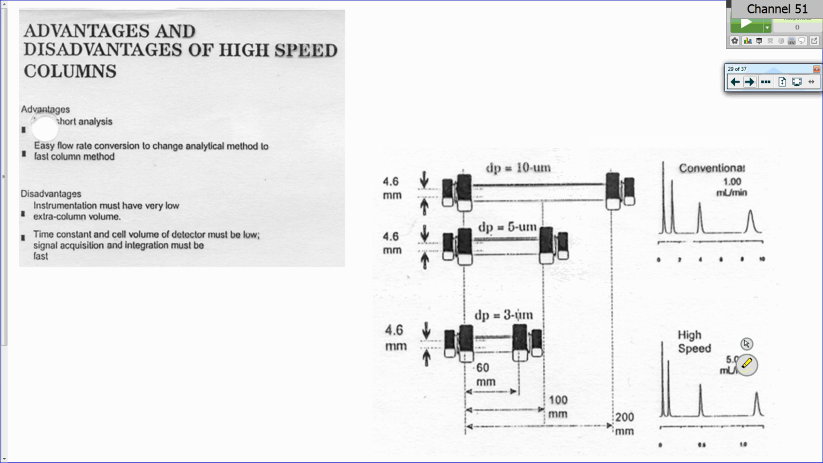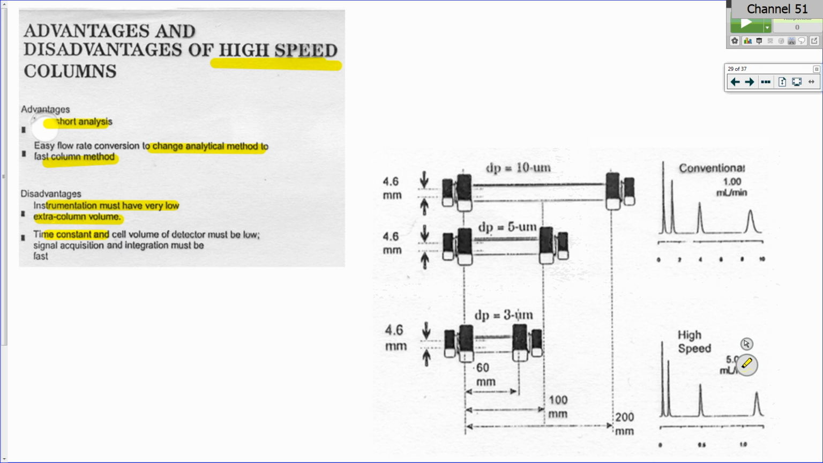Right, just some advantages and disadvantages of the different size columns. If we look at high-speed analysis, one concept that's been embraced is to do things quicker. So you can do short analysis times with short columns, and you've got an easy conversion from a traditional analytical column to these fast columns. The disadvantage is that your instruments have to have very low, what we call void volume. You can't have dead space anywhere. Otherwise, that dead space creates band broadening you can't deal with. And also, your detector system has to work very fast.